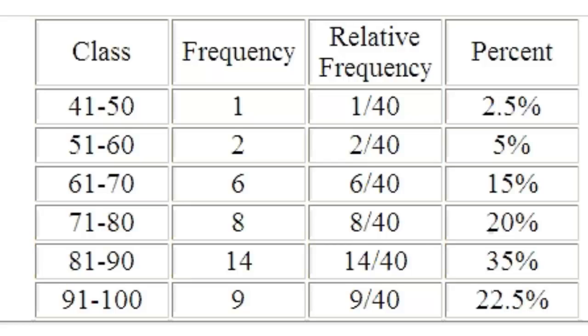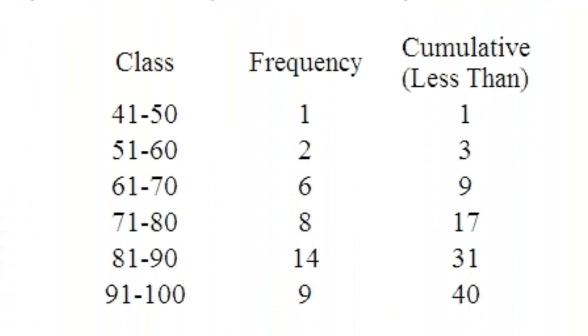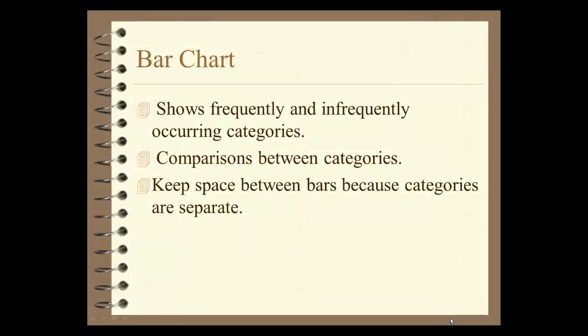Another way to work with a frequency distribution is to add the frequencies, that is, taking 1 plus 2 to get 3, 3 plus 6 to get 9, 9 plus 8 to get my 17. I'm accumulating. At the bottom of this chart, I would expect to see 40.